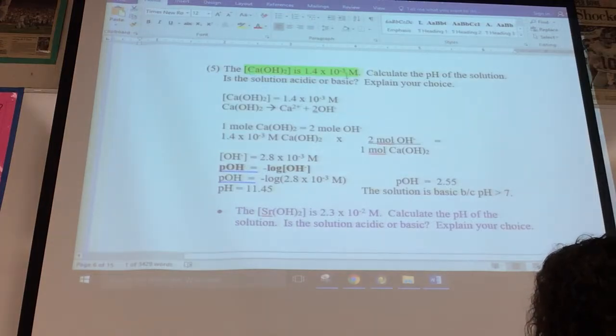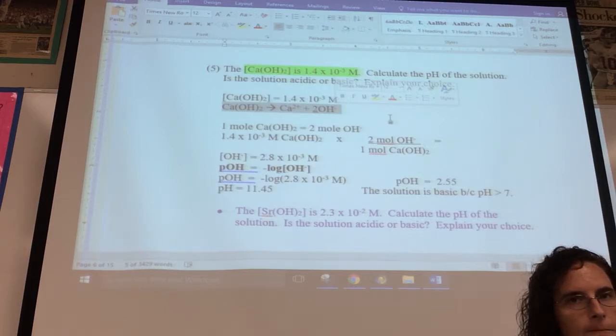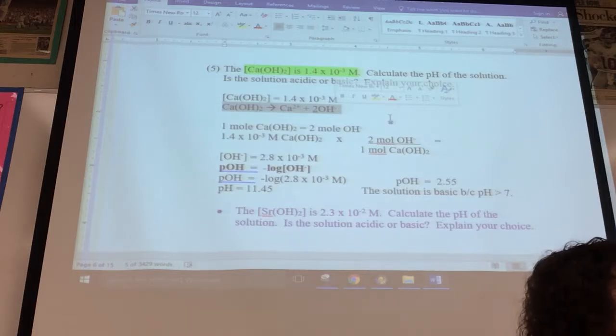The concentration of calcium hydroxide is 1.4 times 10 to the negative 3 molar. We want to calculate the pH of the solution and know if it's acidic or basic. The concentration is given. It's a strong base that ionizes completely. What's the mole ratio of calcium hydroxide, the base, to hydroxide ion? 1 to 2. That's a very easy type of multiple choice question you could see on your semester exam.